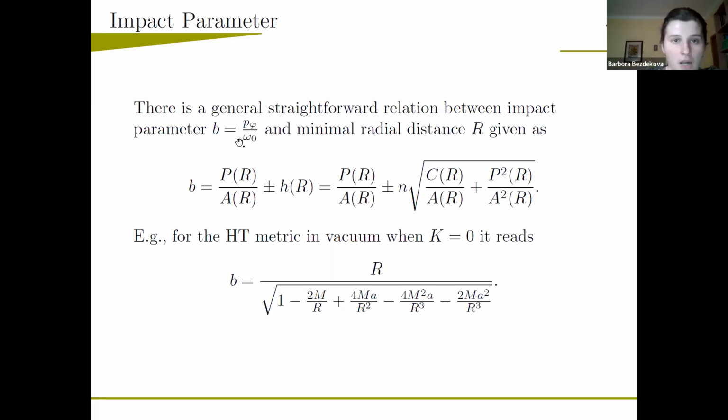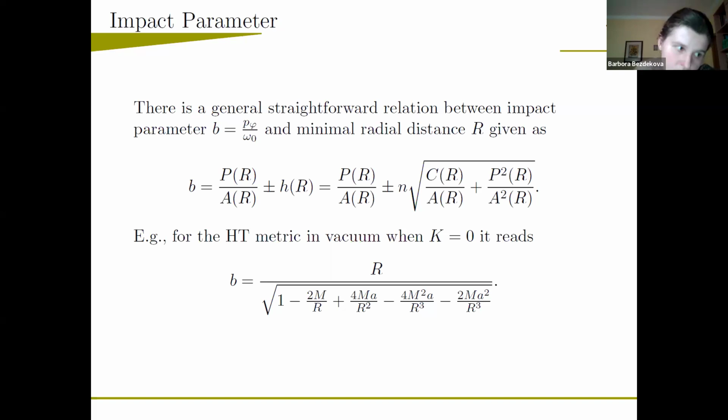And from my calculations, which were published in my work with Professor Bichak, I was able to find this general form for the relationship between capital R and the impact parameter. For instance, for the Hamiltonian metric, when I assumed vacuum and k equals 0, so basically the Kerr metric without this coordinate transformation, I was able to calculate a direct relationship between the impact parameter and R. But here it was done more generally, and for an arbitrary metric I can obtain the relationship from this, which is quite useful.